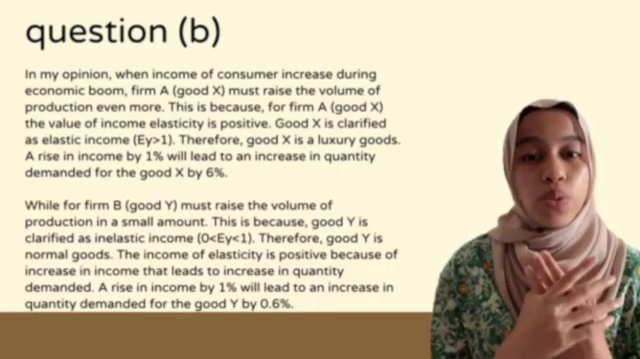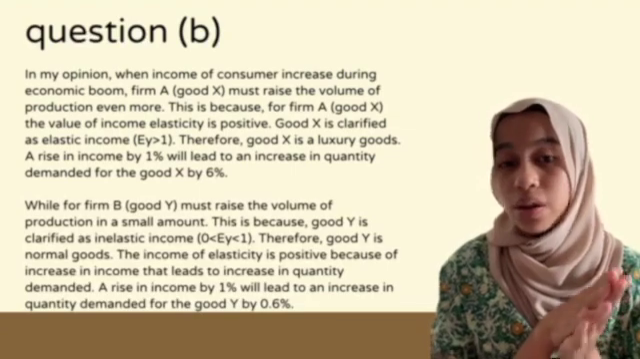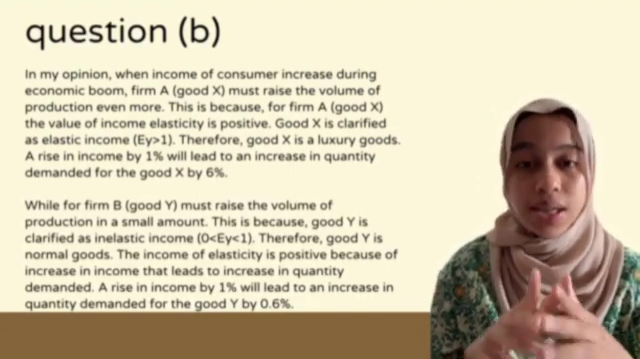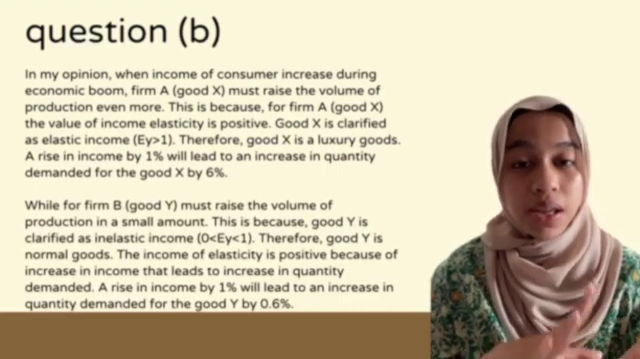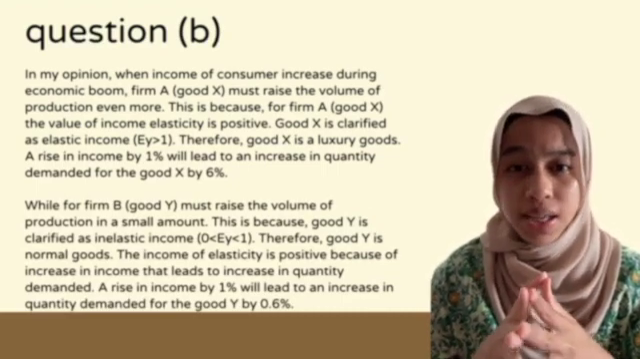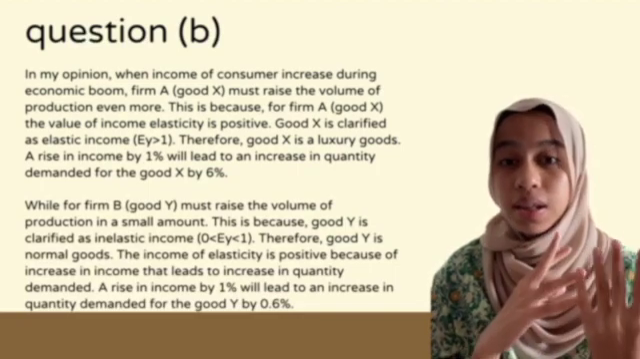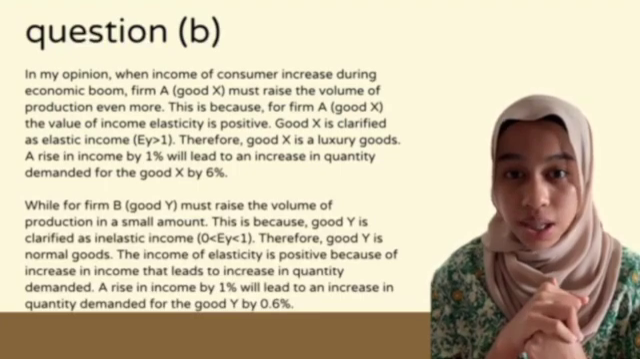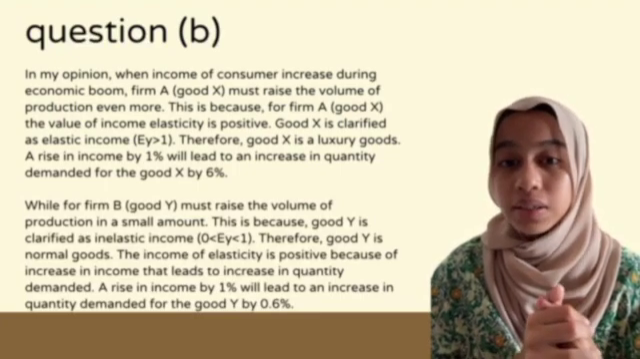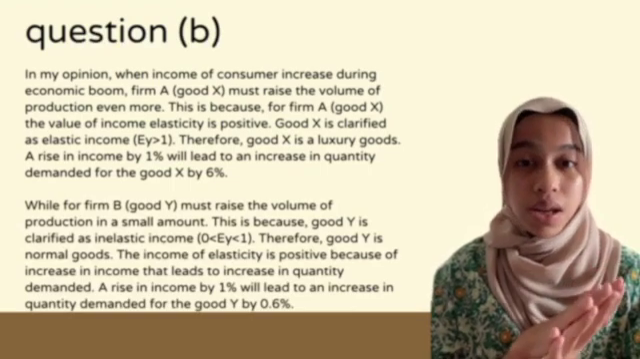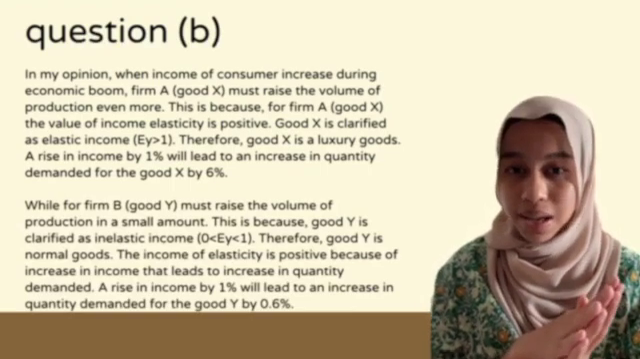In my opinion, when the income of consumers increases during an economic boom, firm A must raise the volume of production even more. This is because for firm A, the value of income elasticity is positive. Good X is classified as income elastic. Therefore, good X is a luxury good. A rise in income by 1% will lead to an increase in quantity demanded for good X by 6%.